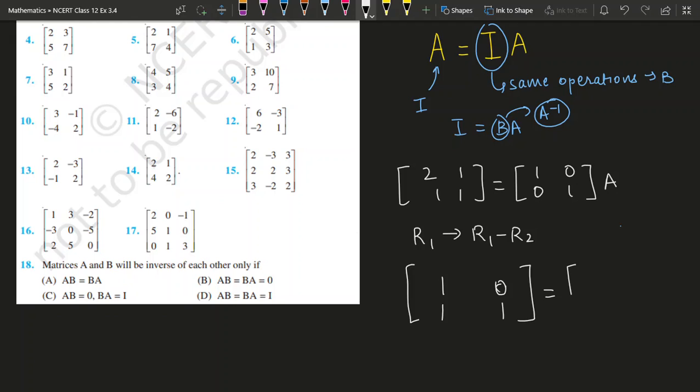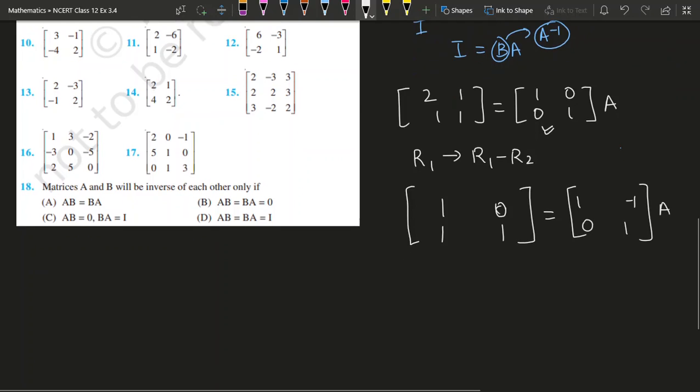If you do the same operations on the second matrix that you have, R1 minus R2, again row 2 is going to be the same, and row 1 will convert to 1 minus 0 and 0 minus 1. And so 1 minus 0 is just 1, and 0 minus 1 is negative 1. And that times the matrix A will just stay there.